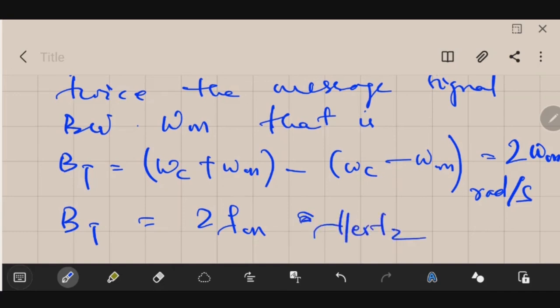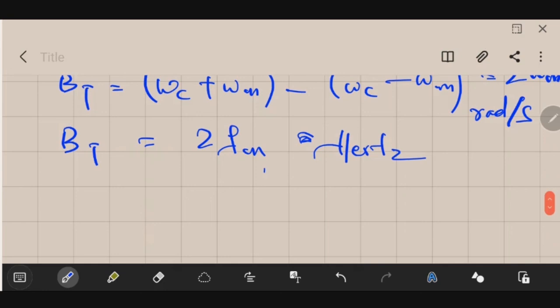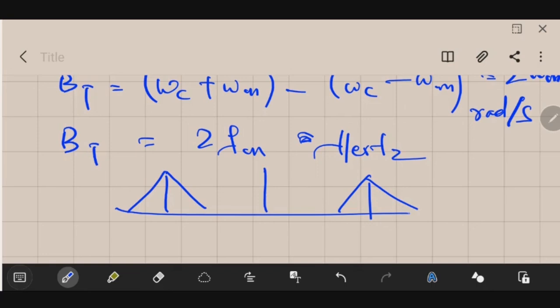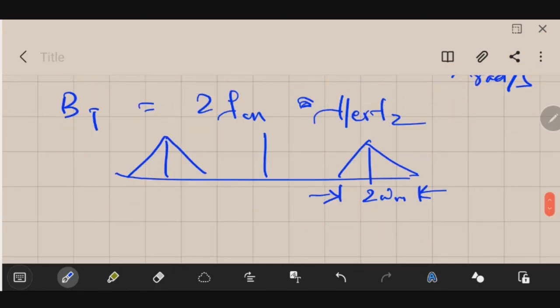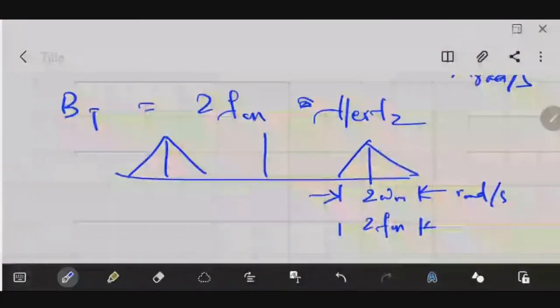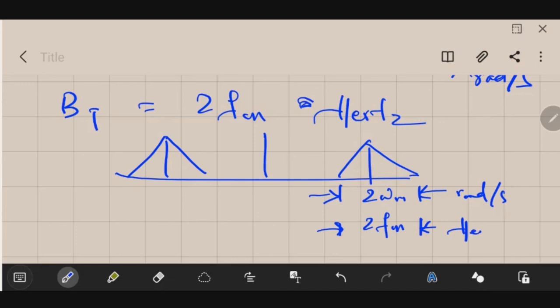Okay, in this way. So now can you tell me, if we use single sideband instead of the double sideband? See, we were using double sideband, something like this. So upper sideband as well as the lower sideband was there. So the bandwidth was how much? Your 2 omega m, in radians per second, and if we want to express in hertz, it will be 2 Fm, this bandwidth. Okay, in hertz.